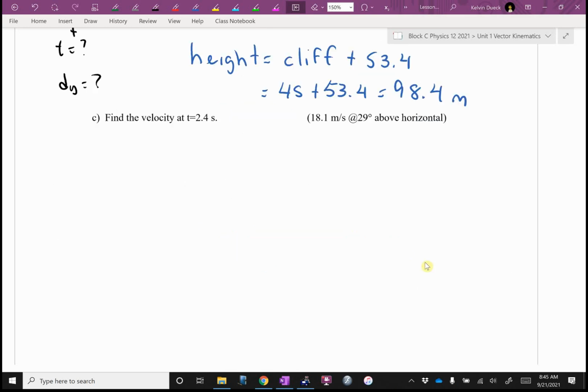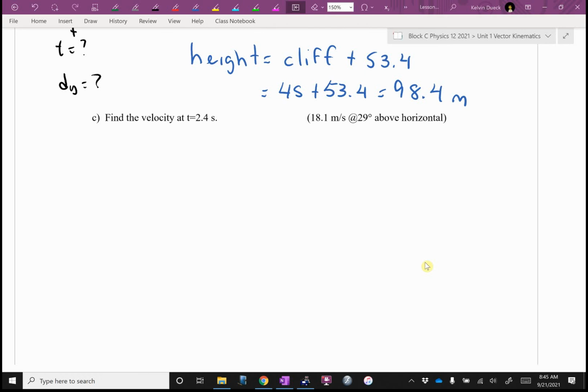C. Find the velocity at t equals 2.4 seconds. Ooh, this is going to be trickier. Did it say find the speed or find the velocity? I'm looking for magnitude and direction. When? 2.4 seconds. By the way, how long did it take us to get to the top?